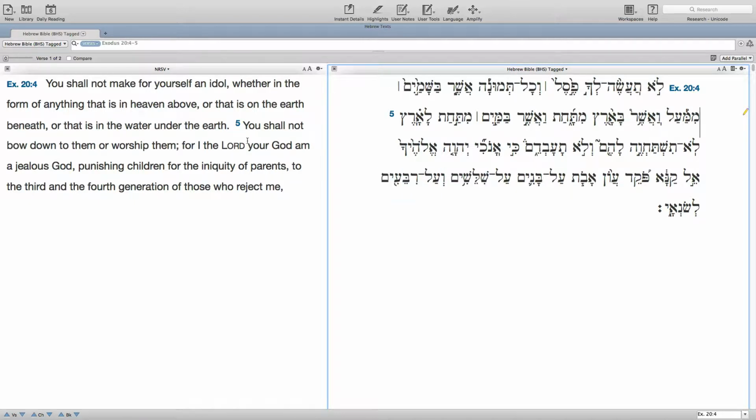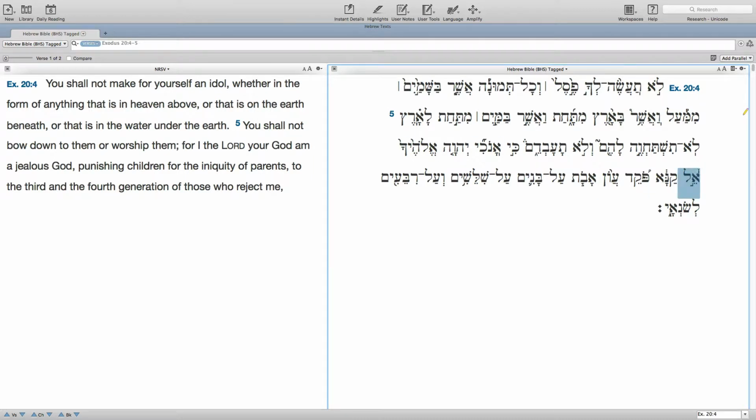So verse 5 is almost always translated in this same way. You can look at different Bible translations and you're bound to see something very, very close to, you shall not bow down to them or worship them. Here's the thing, worship them is a mistranslation. So let's look at the Hebrew for a second.